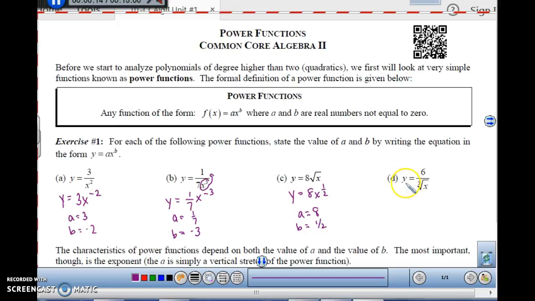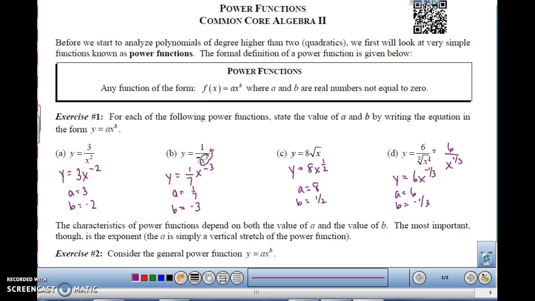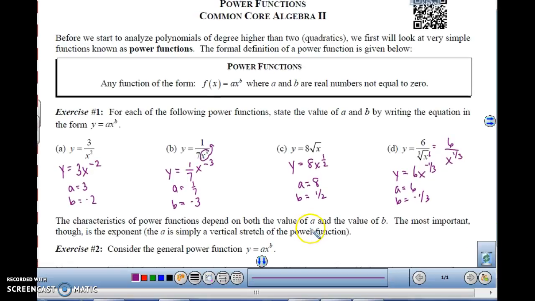All right, y equals 6 over the cube root of x. Well, first of all, let's write this with a fractional exponent. So this is equal to 6 over x to the power over root, this is going to be 1/3. Okay, so to get this to be written in ax to the b form, the x has to move up, so that'll be 6x to the negative 1/3. So a will be 6, b will be negative 1/3. All right, so that is looking at ax to the b and rewriting equations.